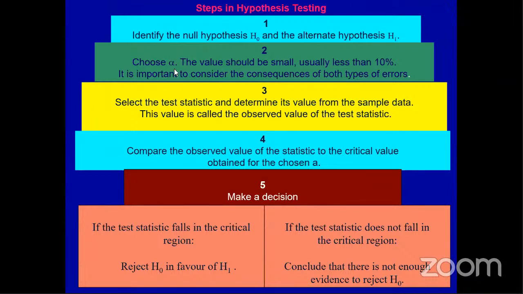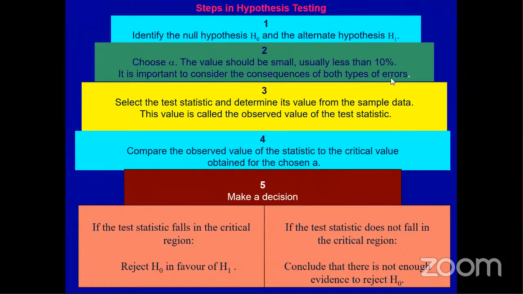Then choose alpha. Alpha, I told you, is the level of significance. The value should be small, usually less than 10%. Sometimes we can bear up to 10% also. It is important to consider the consequences of both types of errors.